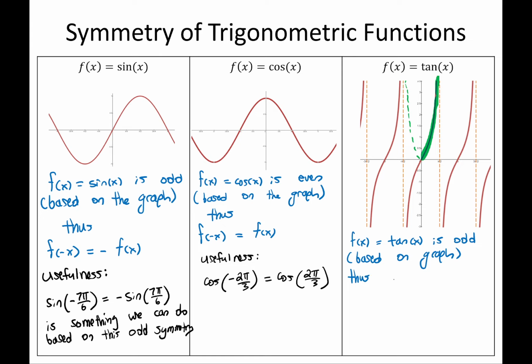Thus, f of negative x. You know, I'm going to rewrite these a little bit of a different way. I'm going to write down sine of negative x is negative sine of x. That's a better way to write that property. Cosine of negative x is positive cosine of x. And then tan of negative x is negative tan of x.